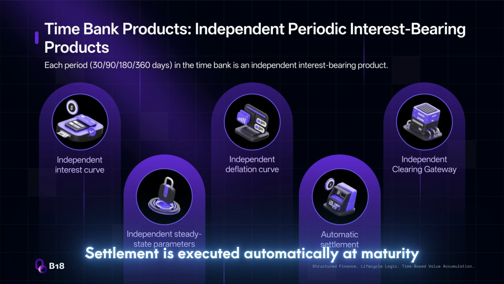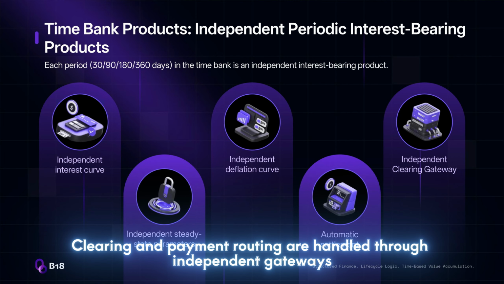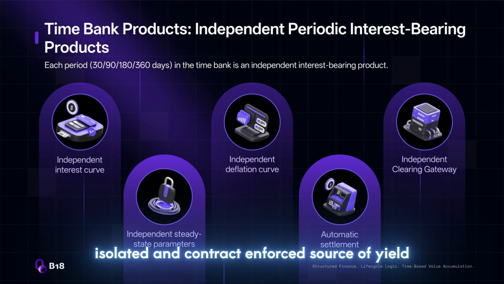Settlement is executed automatically at maturity, without manual intervention. Clearing and payment routing are handled through independent gateways. This structure turns time into a measurable, isolated, and contract-enforced source of yield.